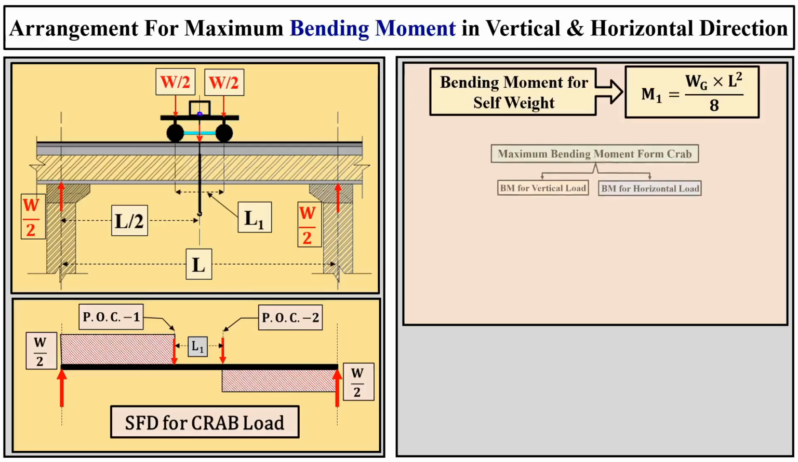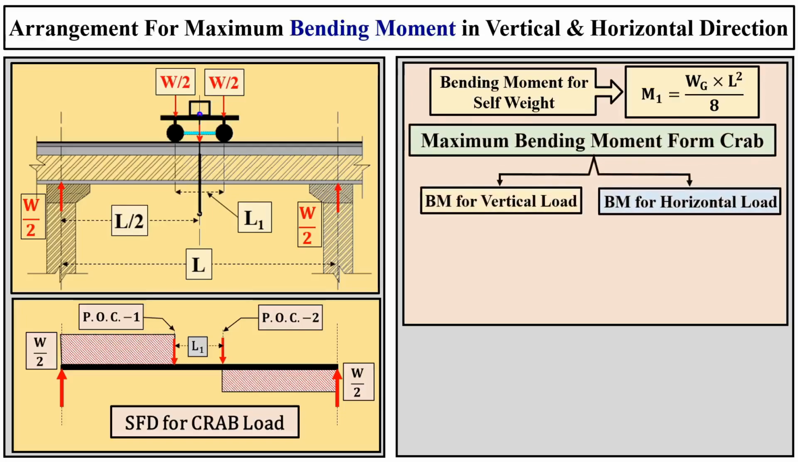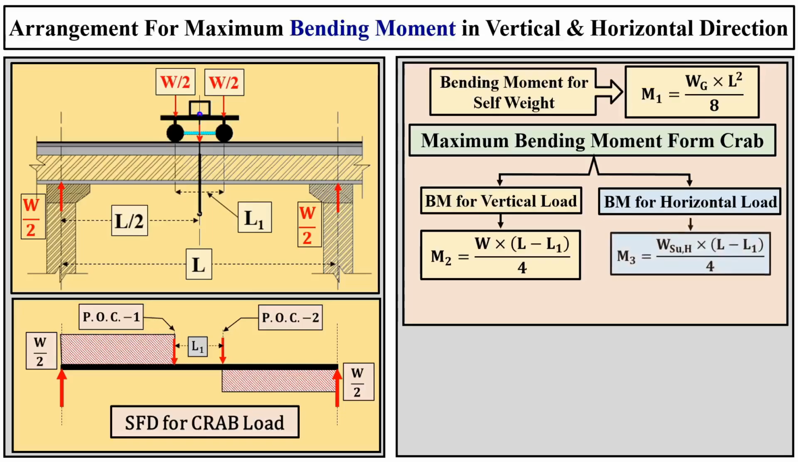Calculations for maximum bending moment. Let us look at the calculations for the rolling load. The bending moment for the vertical load, M2, is derived from the support reaction and the distance to the critical wheel. The formula is W multiplied by the quantity L minus L1, all divided by 4. Similarly, for horizontal surge loads, we use the same geometric principle to find M3, substituting the horizontal load WSUH into the equation.